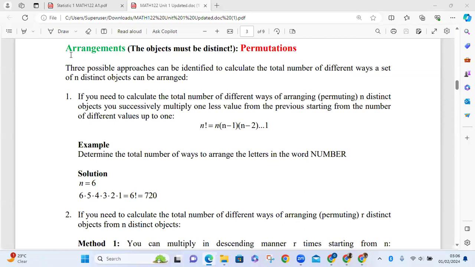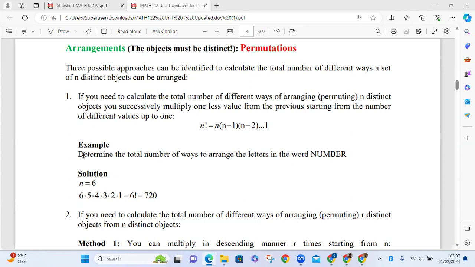So let's take a closer look at arrangements where the objects must be distinct. It's called permutations. 3 possible approaches can be identified to calculate the total number of different ways a set of n distinct objects can be arranged. A first approach: if you need to calculate the total number of different ways of arranging, permuting n distinct objects, you successively multiply one less value from the previous, starting from the number of different values up to 1. And here's the mode of doing that: n factorial is n times (n minus 1) times (n minus 2) up to times 1.